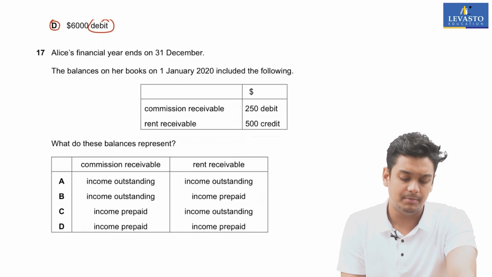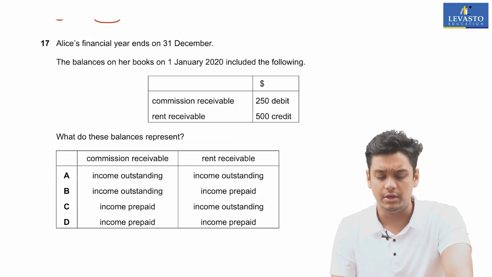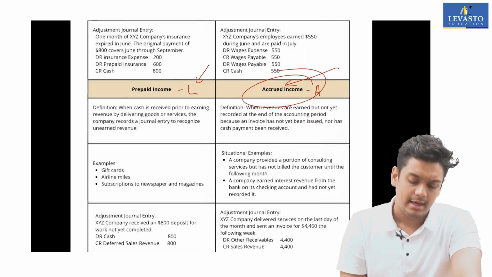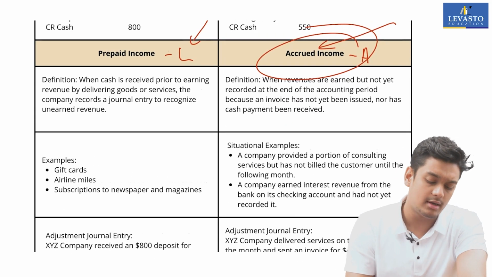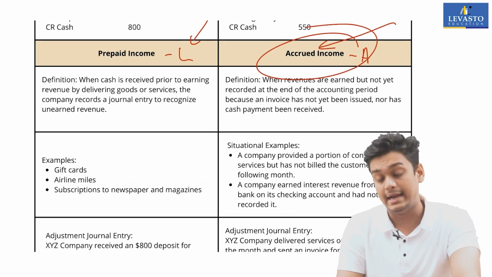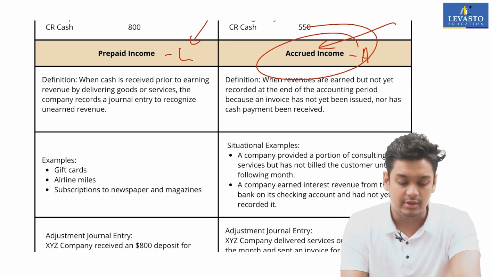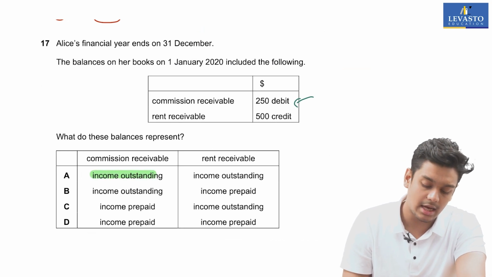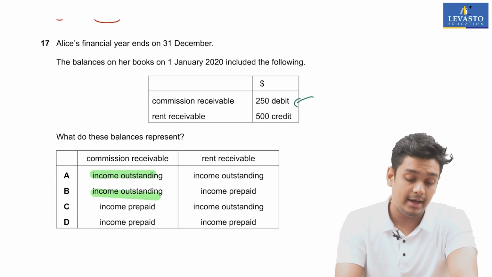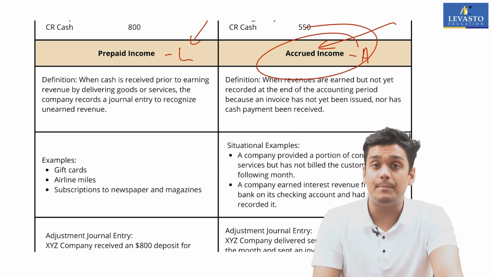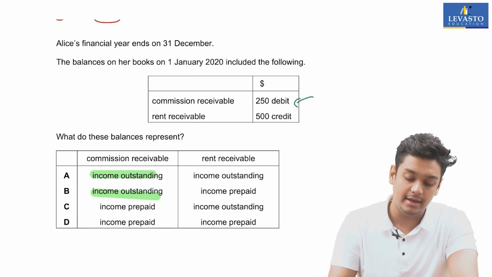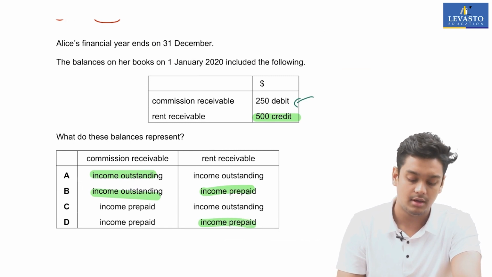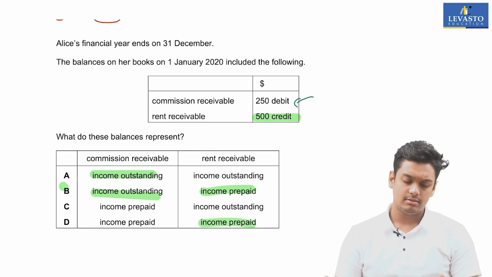Now, getting back to question number 17. Commission receivable, it's an income. Debit balance, credit balance. Now, income accrued is an asset, and assets have debit balance. So this debit balance represents the income accrued, or in other words, income outstanding, whereas income prepaid is a liability, and liabilities have credit balance. Therefore, that represents income prepaid. So the appropriate answer is B.